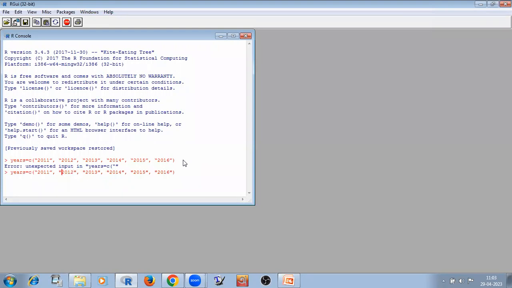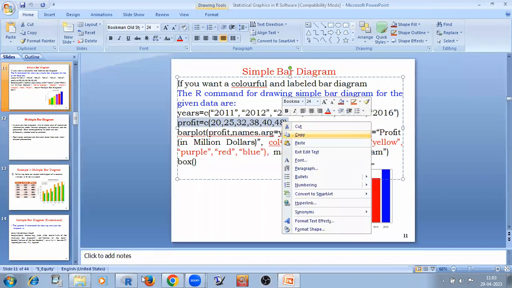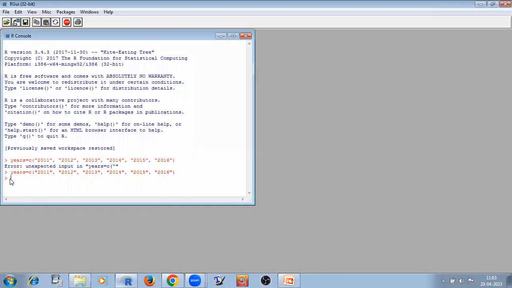2012. You have to write it, but I am copying because I already wrote it in my slides. Now you see it is correct. Then again you go from here. I'm going to copy profit, then paste here. Okay, this is also correct. That's why it is coming like this.